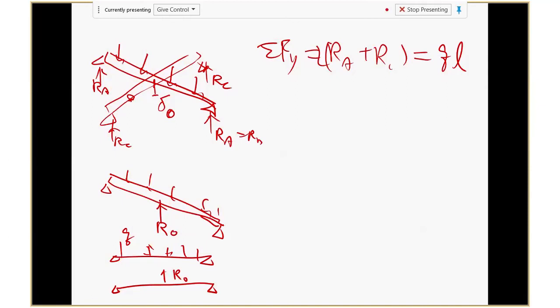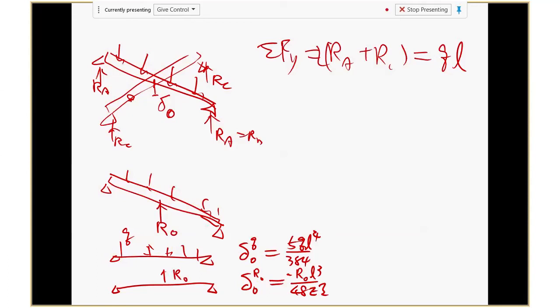Okay, so let me just write it back to here. The delta O from the load Q will equal 5QL⁴/384. And the delta O from the load RO will equal to what? Negative, yes, someone remembers it correctly. Negative, that's 48. So you have negative RO L³/48EI. All right.